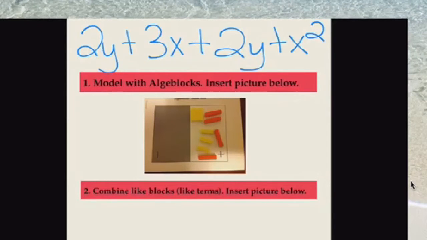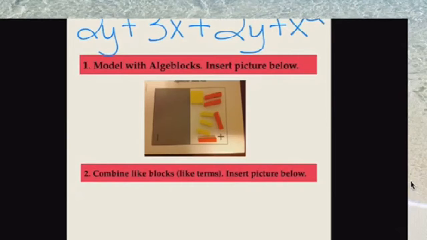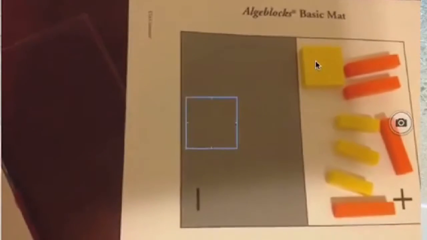All right. Now, remember, our next step is to combine like blocks. Okay. So, we go over here. Let's see what we can combine. Well, we can combine all our x's together, right? We can definitely combine all our y's together, and everything's positive, so we don't have to worry about zero pairs.